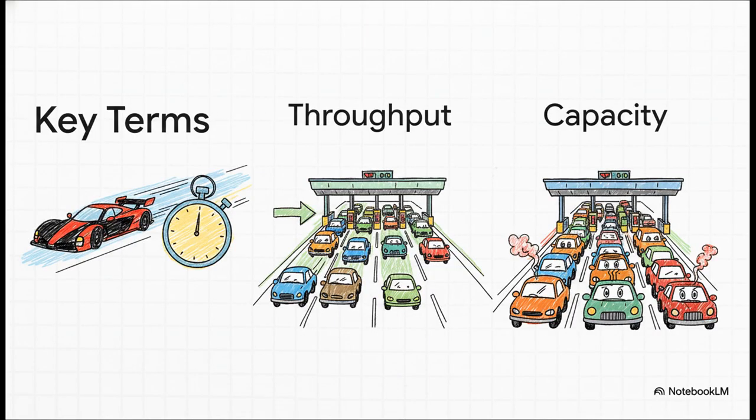So, first things first, let's get our terms straight. People tend to use these words interchangeably, but in engineering, they mean very different things. Performance is all about speed for a single action. How long does one thing take? Throughput is about quantity over time. How many of those things can we get done in an hour? And capacity kind of brings them together. It's the maximum throughput you can handle before your performance starts to stink.